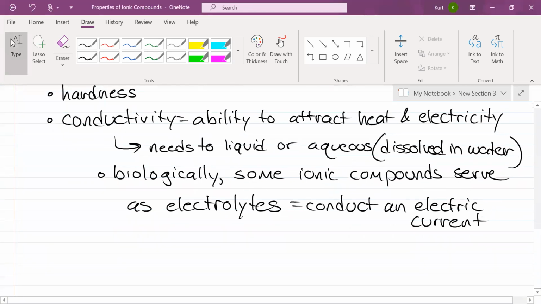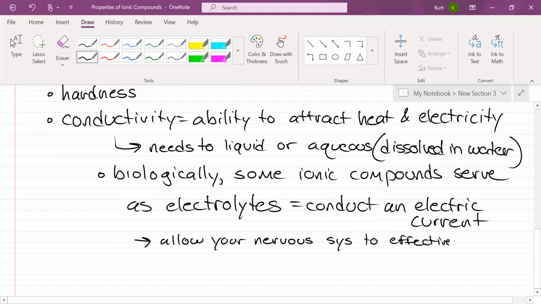Okay, but what electrolytes do, if you didn't really hear me out, is that electrolytes basically allow your nervous system, which is your brain and your spinal cord, to effectively communicate with the muscular system.